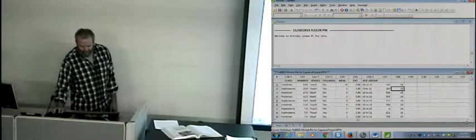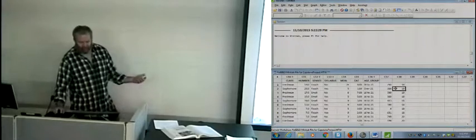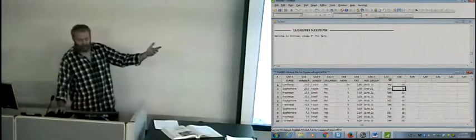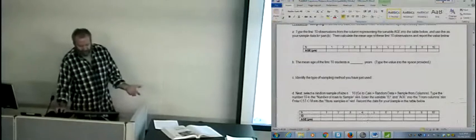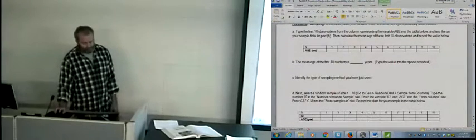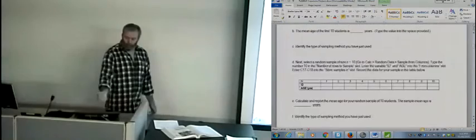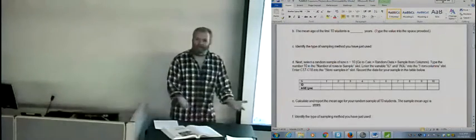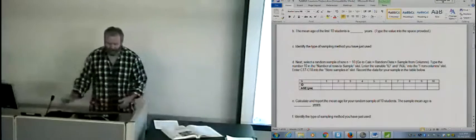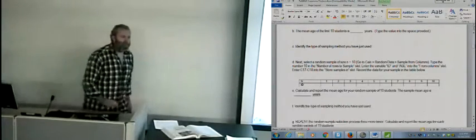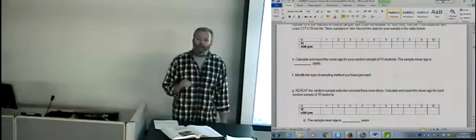So what mine just did is it picked the person that had a 750 ID. They were 18. 384 ID, right? This was the ID, and that's their age. You're going to come over here and write the person's ID and write their age along with that. It says calculate and report the mean age. Take the 10 ages and average them together. Give me that. Identify the type of sampling method you have just used. Minitab has given you a simple random sample, folks. It's given you an SRS.